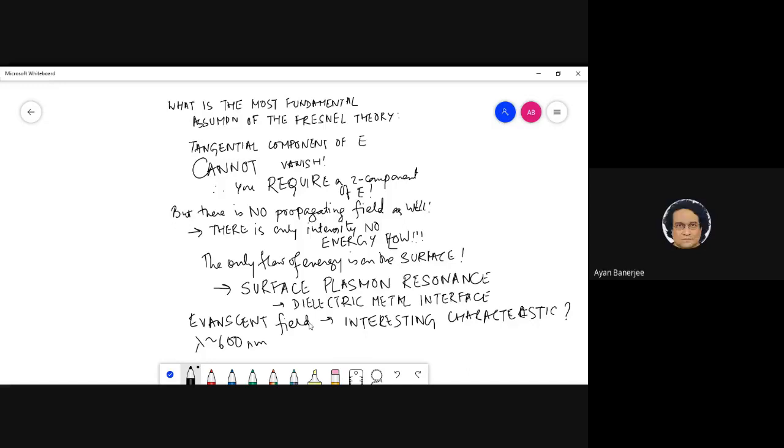Intensity by area is power. Intensity by area is power. No. Oh my goodness, you'll give me a heart attack.